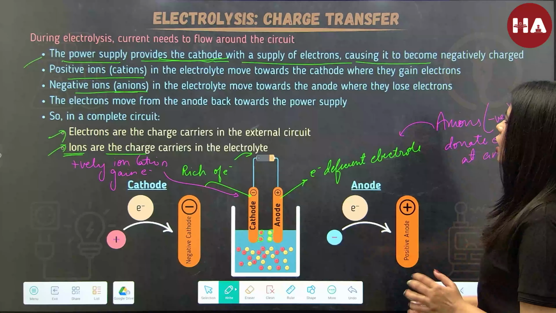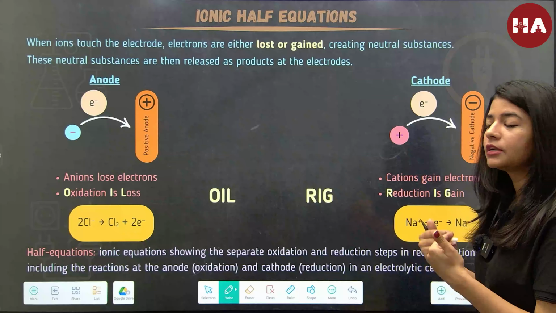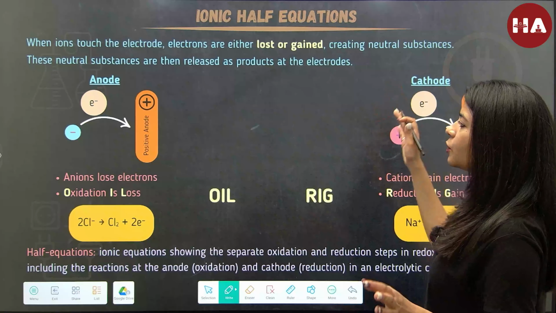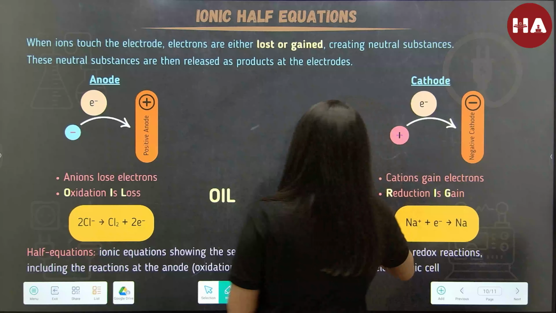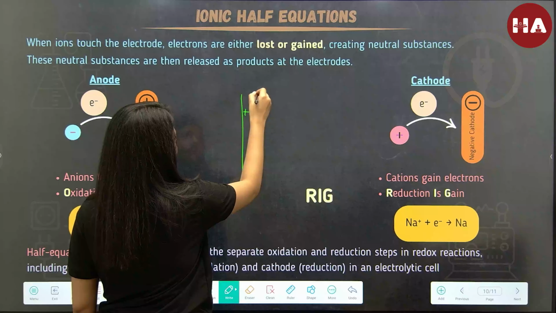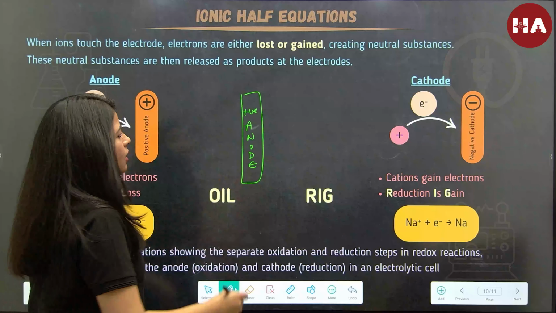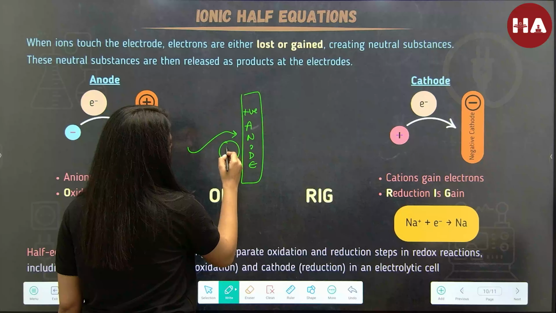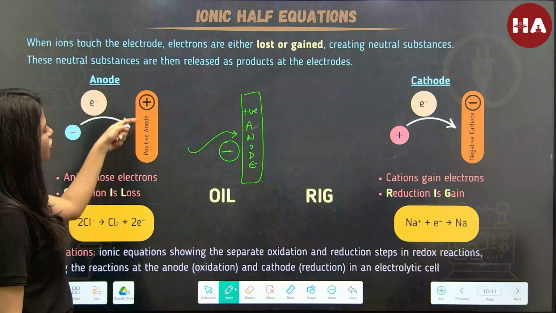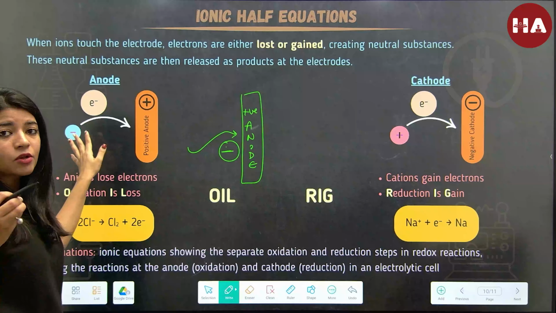Okay, now let's move on. So the next part is, again, just an introduction. We will do this in detail in your second part. So let's just read it. Ionic half equations. Now what happens? From the previous slide, we understood that at the positively charged electrode, which is the anode, anions or negative ions will be coming to it. Here, at the positively charged electrode, the anode, electrons will be lost. Now this process is known as oxidation.